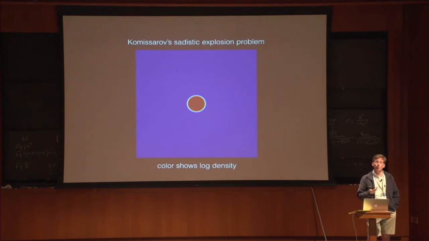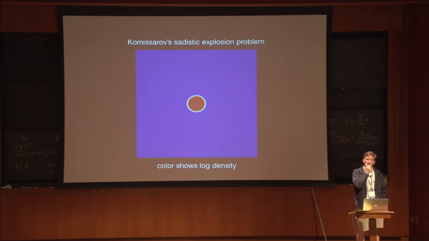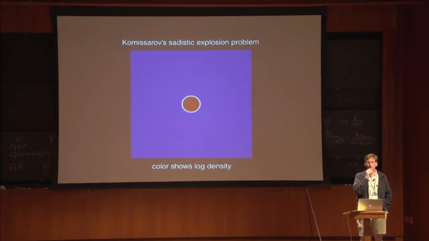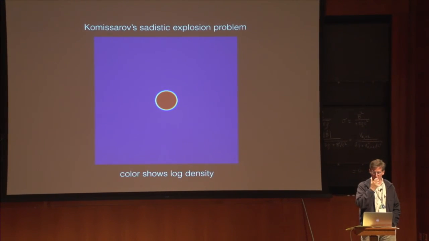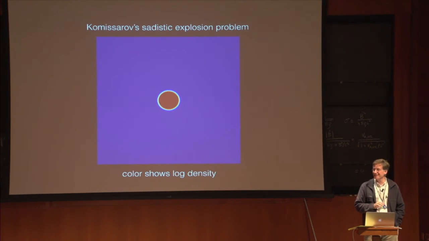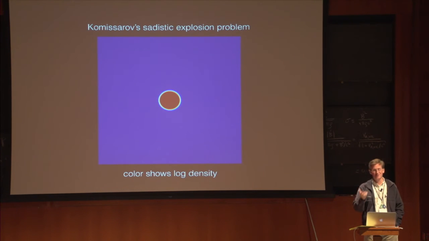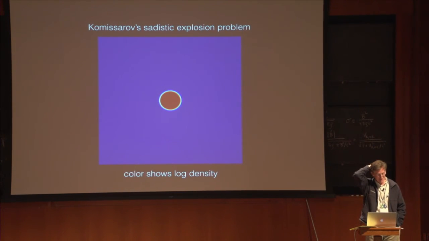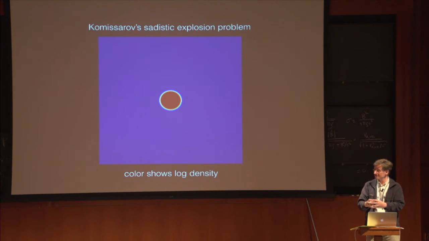Okay, so I want to show you one additional test problem, which shows how HARM fails when this sigma parameter is large. And this is one of Komissarov's sadistic explosion problems. So any of you who are working in relativistic MHD have tried this. So we have a region which is highly overpressured in the center of a periodic box, and we put in a uniform magnetic field on top of that, and then let it go.